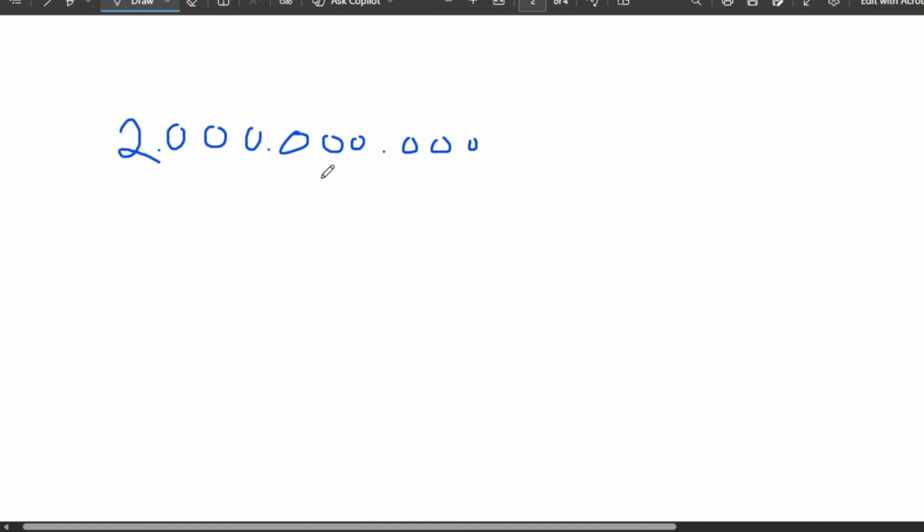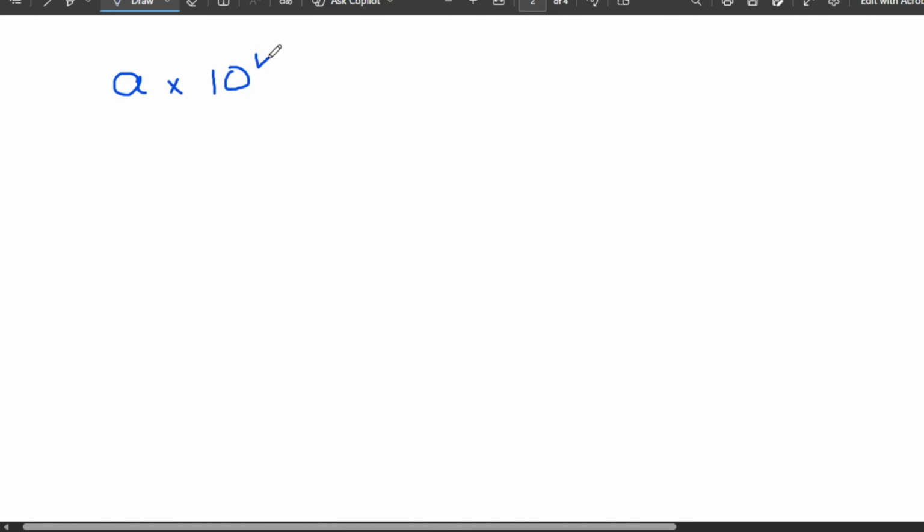So the scientific notation for this is 2 times 10 to the power of 9. A scientific notation is in the form of a times 10 to the power of k, where our coefficient a must be between 1 and 10, strictly less than 10. Alright?